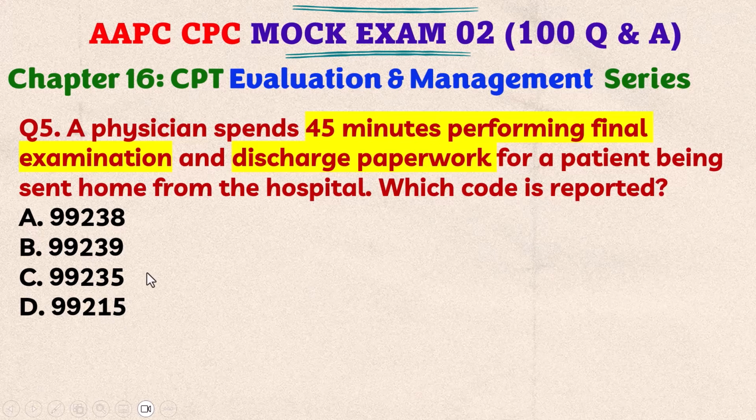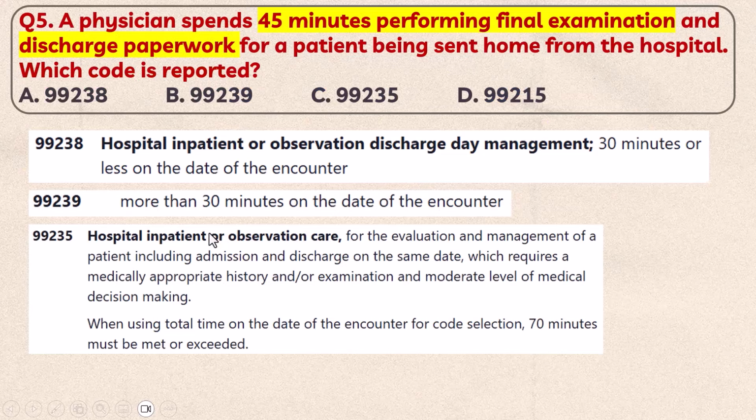Once you look at the answers, all answers are adjacent codes, so you can use the elimination method for the exam purpose. Once you go to the code, 99238 is hospital inpatient or observation discharge day management, 30 minutes or less on the date of encounter. In our case, it's 45 minutes, so the next code is 99239, that is more than 30 minutes on the date of the encounter. So the correct answer will be answer B.